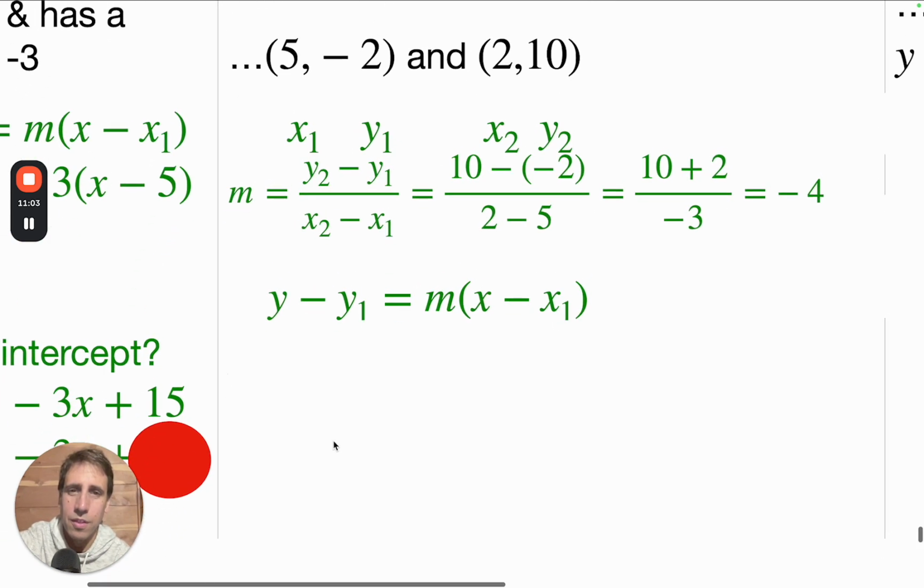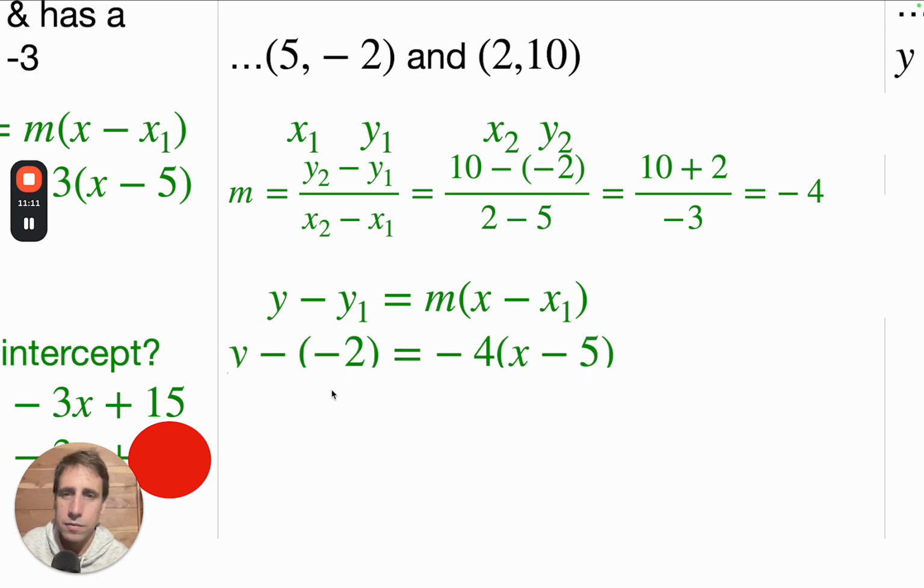So then I have the slope. I'll put it right here. And I have x1. I'll put it right here. And I have y1. I'll put it right here. So this is y minus negative 2 equals negative 4 times x minus 5. And actually, we've just satisfied the requirements. It doesn't specify a format.